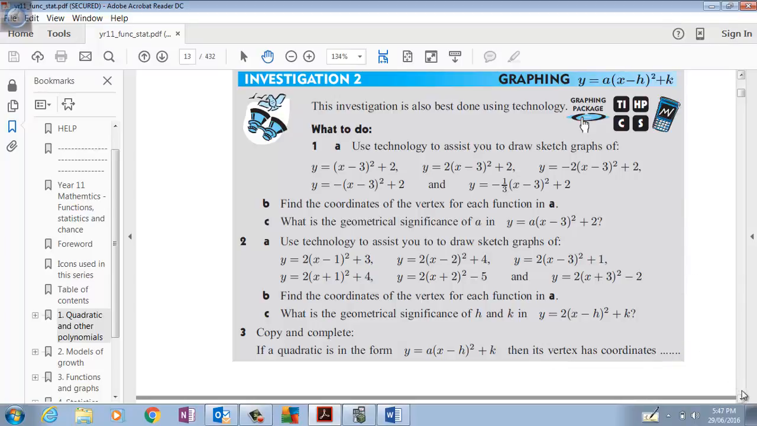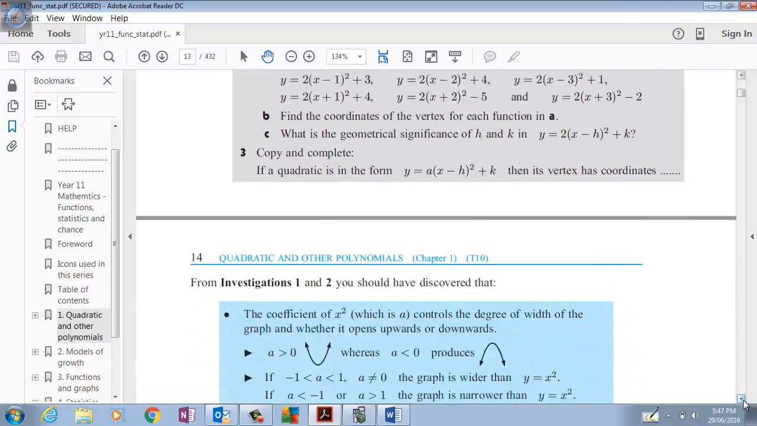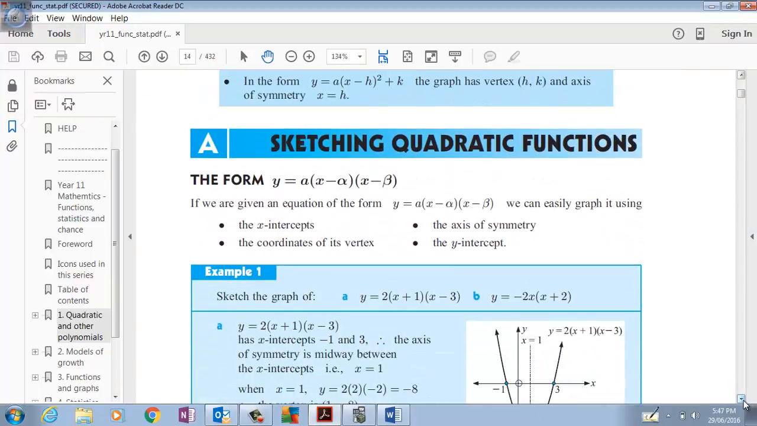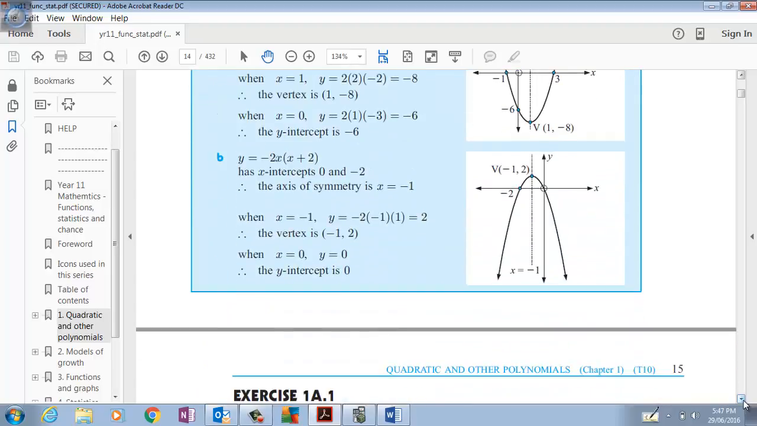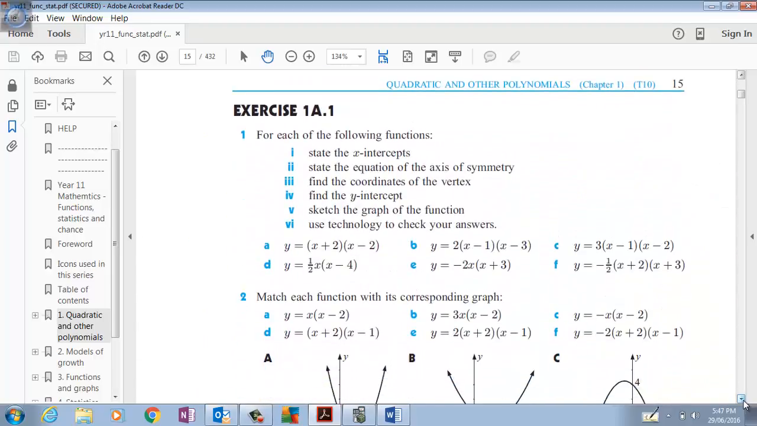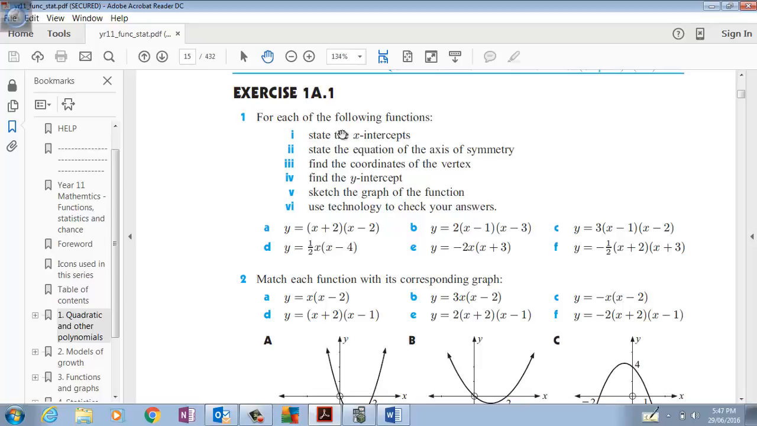Okay, now that we've seen the graphing, we can start looking in more detail at the algebra involved in these quadratics. So we'll start off with 1a1. We need to find five things: x-intercepts, axis of symmetry, vertex, y-intercept, and then graph it and check on the calculator with these functions here. I'll do the first one and you can do the rest.